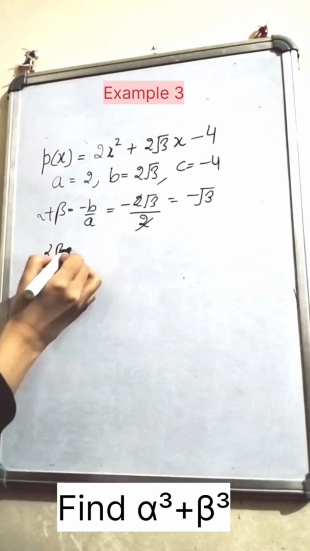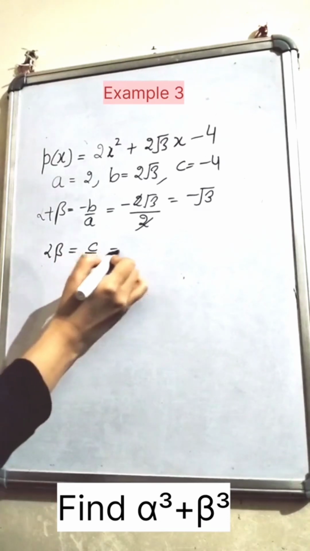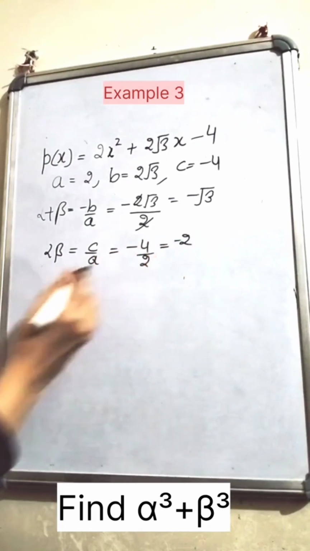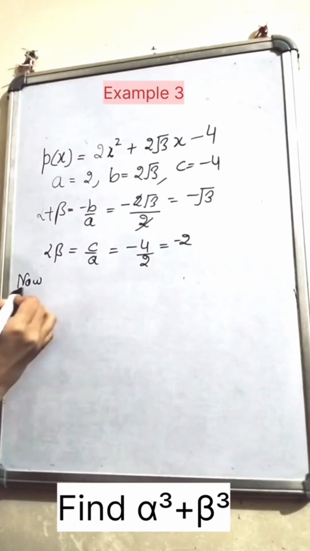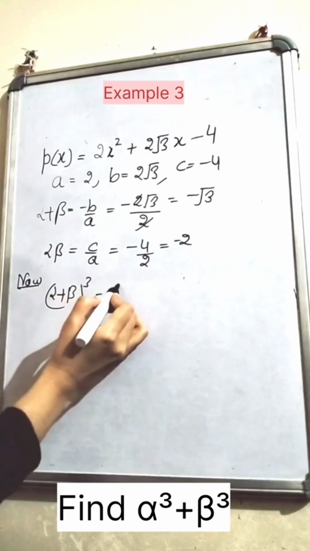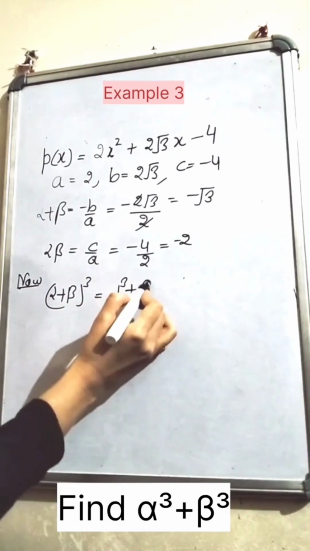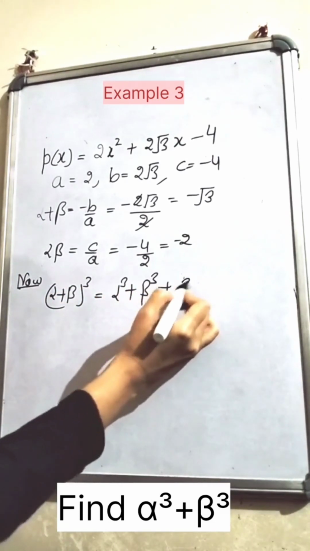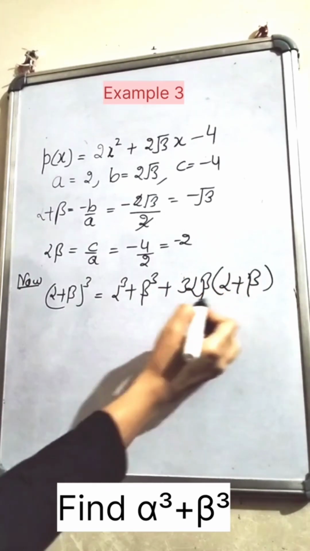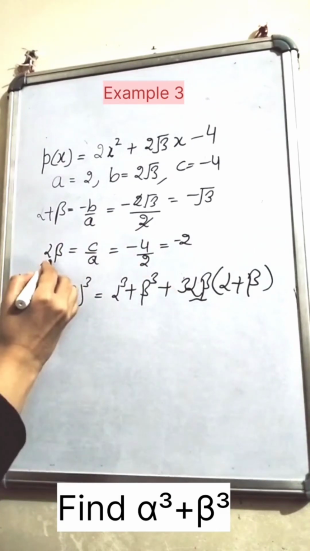Alpha into beta is equal to c by a. C is minus 4, a is 2. This is equal to minus 2. Now alpha plus beta cube is equal to alpha cube plus beta cube plus 3 alpha beta into alpha plus beta. Put the values of alpha plus beta and alpha into beta.